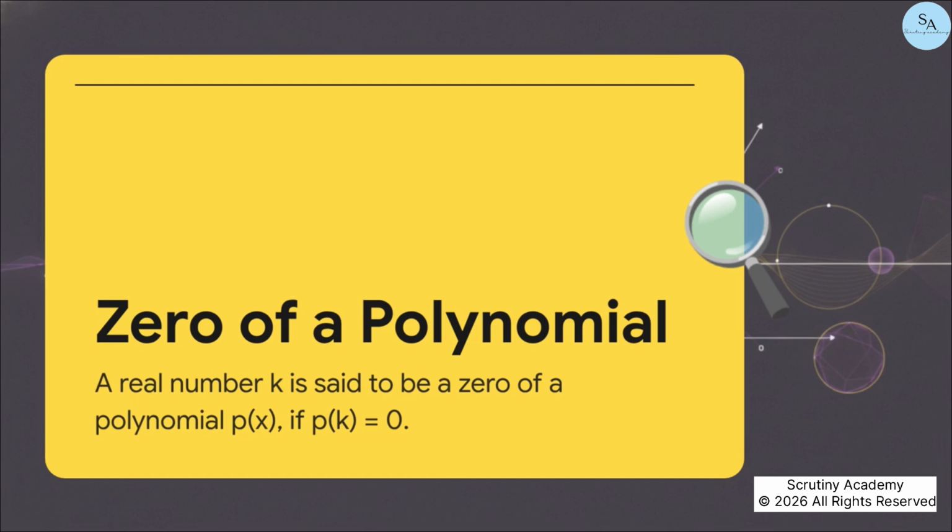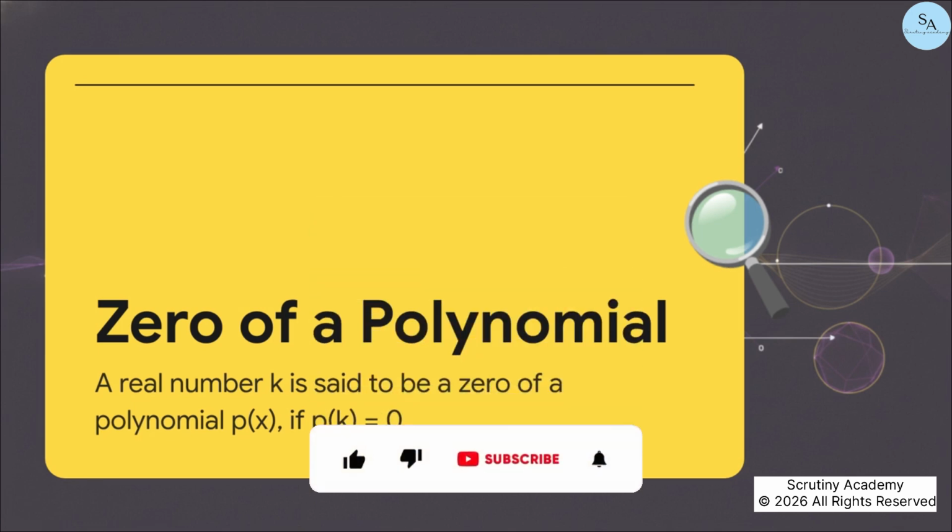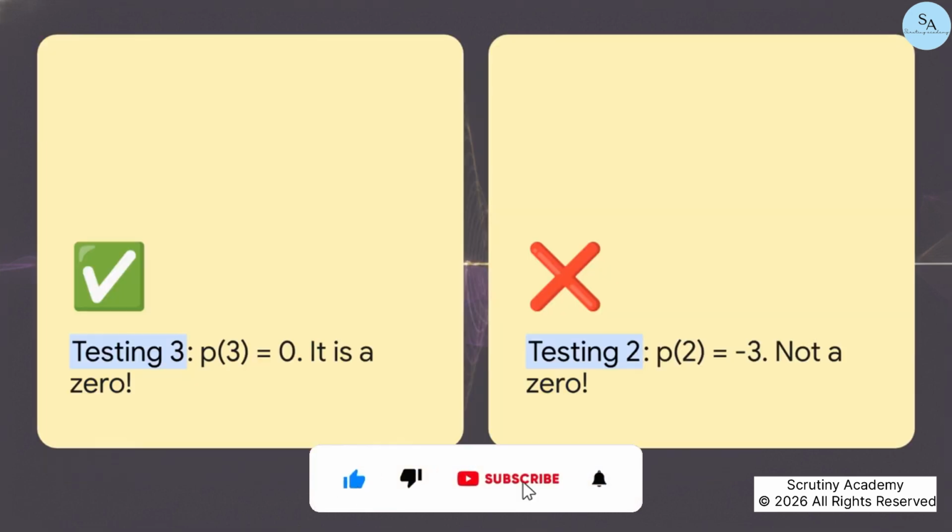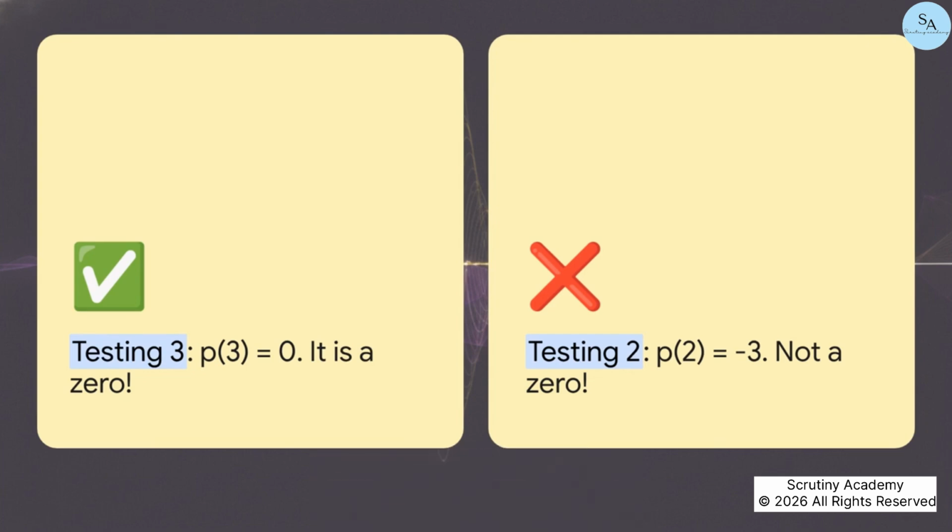Translating that into plain English for us, a zero is just a secret number that when you plug it into all the x spots, perfectly balances the whole equation out to nothing. Visually, going back to that ball we threw, this secret number is the exact spot on the graph where the line finally touches the ground level, 0. This brilliantly shows exactly what we did at the very beginning of this explainer, when we tested our secret number 3 in the equation x squared minus 2x minus 3, the math worked out to exactly 0, right? So 3 is officially a 0 of that polynomial.